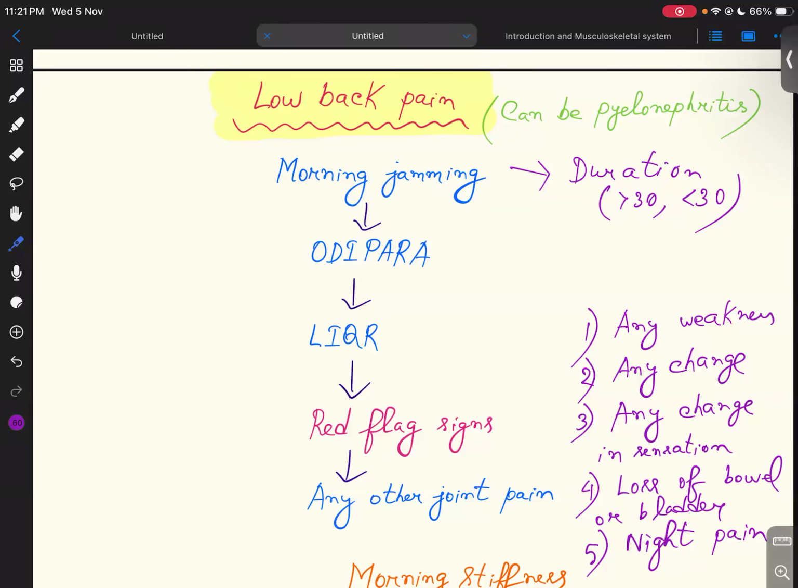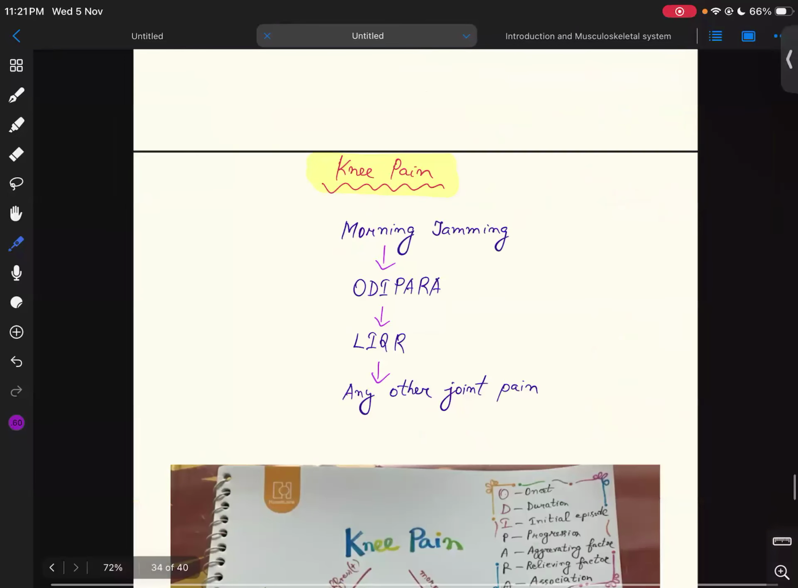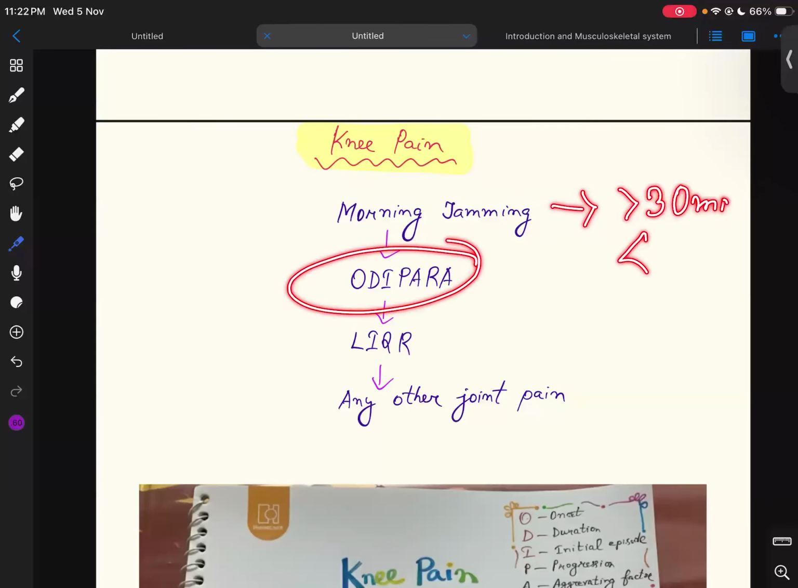Okay, if it is clear, then I'm going to the next prompt. After that, I would like to invite some candidates to answer a case. So the next triple step prompt is knee pain. For knee pain, in the same way, we have to start with morning jamming. Do you have any morning jamming? If it is positive, we have to ask the duration, whether it is more than 30 minutes or less than 30 minutes. Then we have to ask about the Odipara, then about the Licor, then whether any other joint pain is there or not.